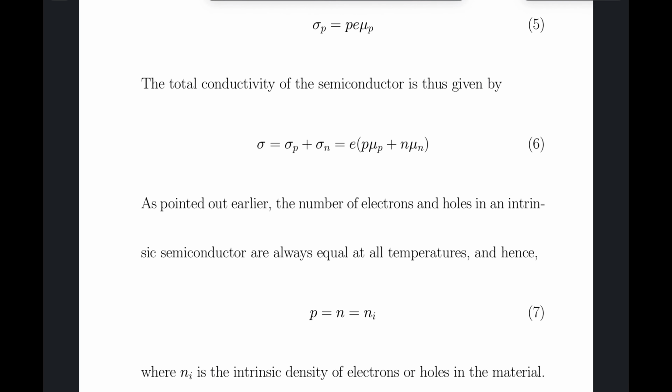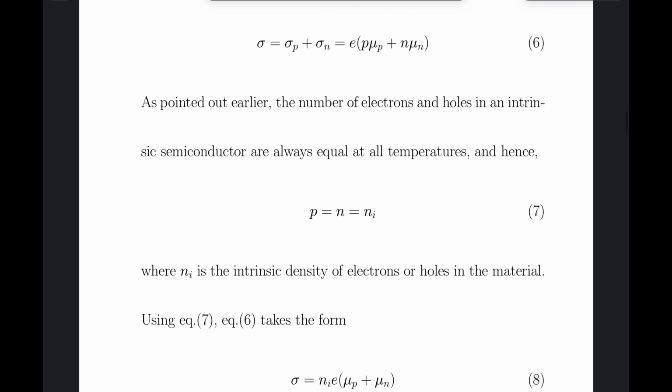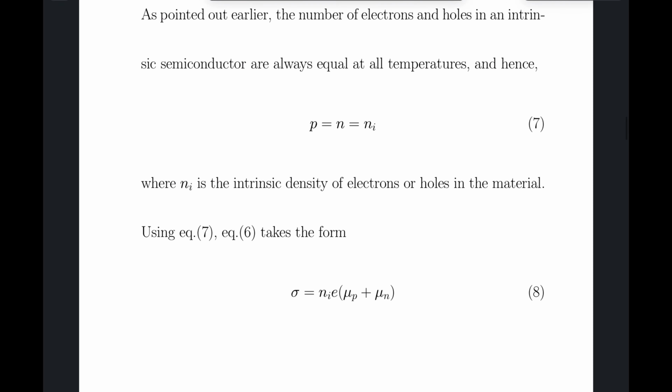We have earlier seen that the number of electrons and the holes in an intrinsic semiconductor are always equal at all temperatures. And therefore, we can write p equal to n equal to ni, where ni is the intrinsic density of electrons or holes in the material. Equation 6 can then be expressed as sigma equal to ni e within bracket mu p plus mu n. Clear?